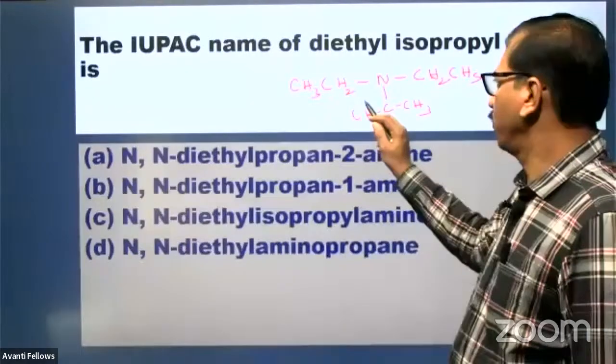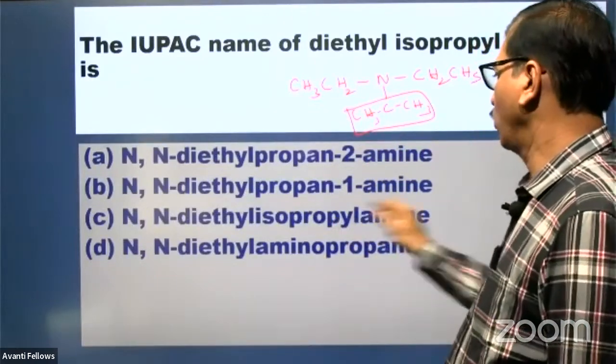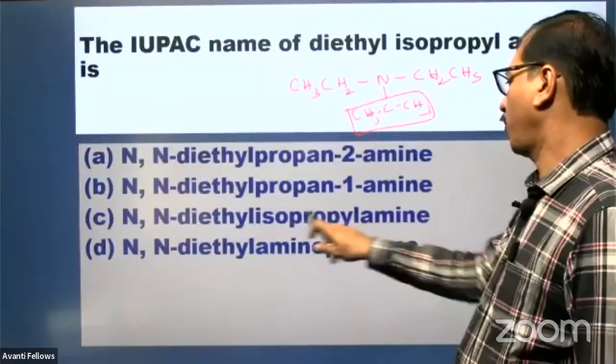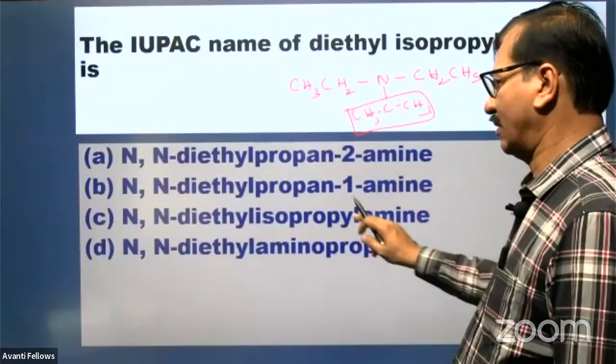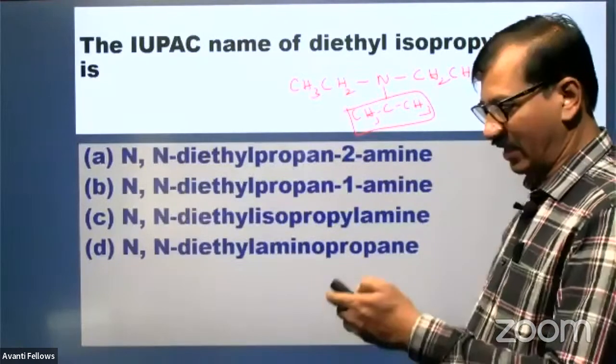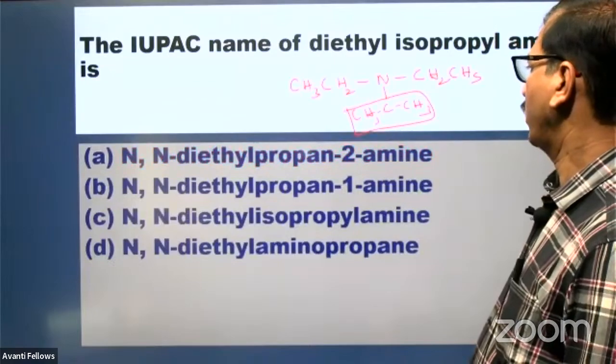Option A, sir. Okay. The one which has the more number of carbon atoms is chosen for the root. Therefore, it is isopropyl. Isopropyl is used in IUPAC. Or it can be propane 2-amine. It can be told also. So N,N-diethyl isopropyl amine. Isopropyl amine. So C is the right answer.